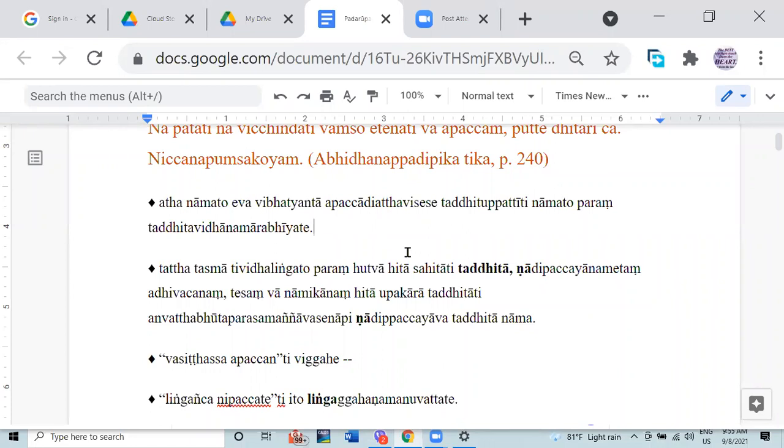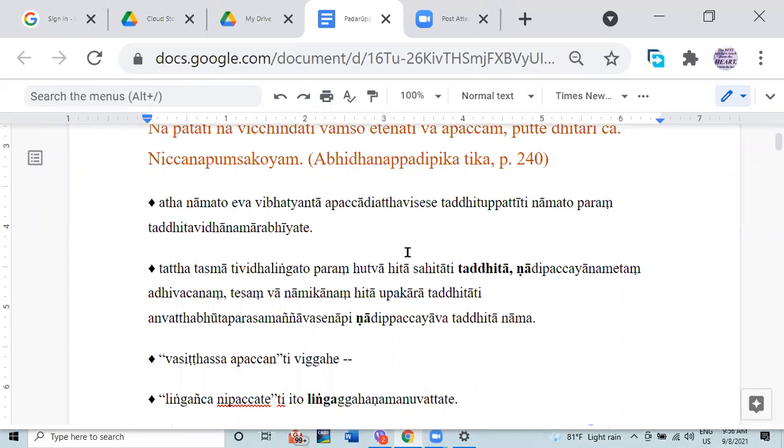For example, jitindriyo. If you see a single word, jitindriyo, it is jita, indriya, kunga pakati. But here it stands for more than that: the man who has conquered his faculties, or who has the faculties conquered. The writer might use only the single word jitindriyo, because maybe he has mentioned the modifying noun before.